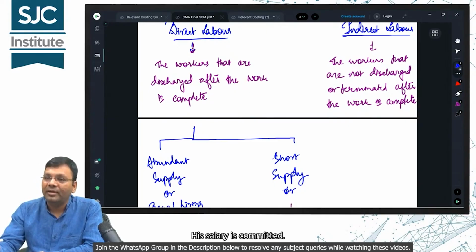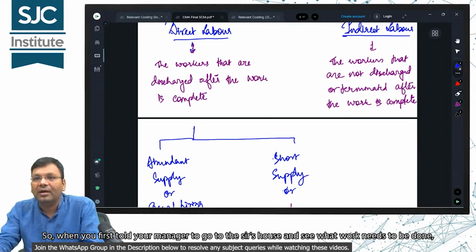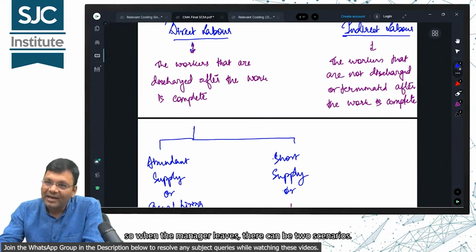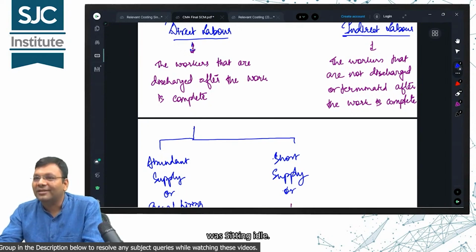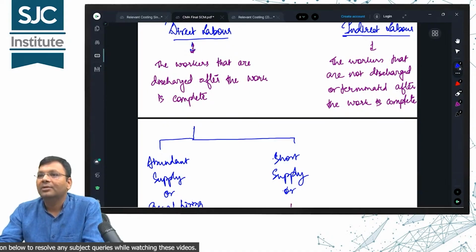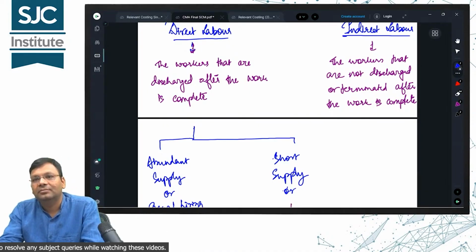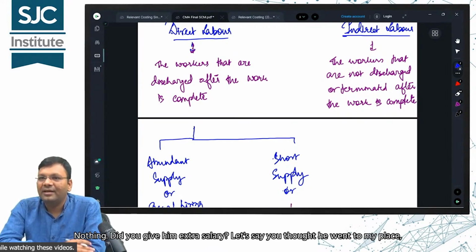His salary is committed. So when you first told your manager to go to the sir's house and see what work needs to be done, when the manager leaves, there can be 2 scenarios. Manager was free, was sitting idle. You have to pay people sitting idle in the office like managers. So he went to check during idle time. What cost did you incur? What's your cost? Nothing.